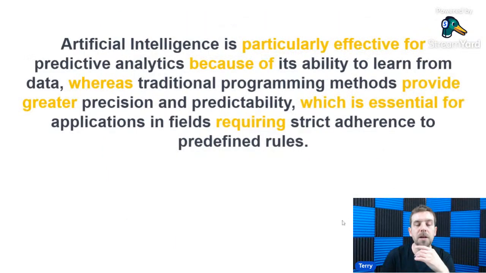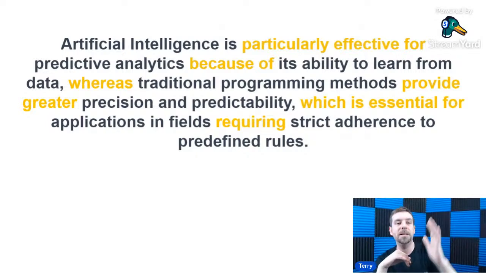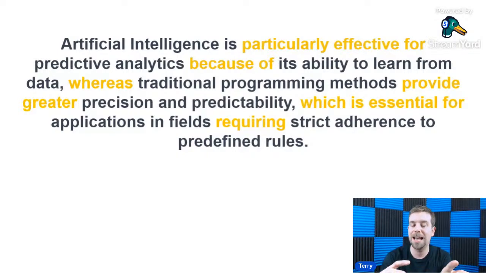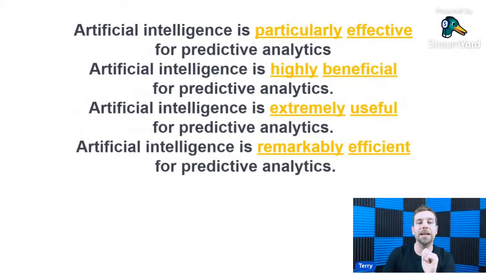okay? So next example, artificial intelligence is particularly effective for predictive analytics because of its ability to learn from data, whereas traditional programming methods provide greater precision and predictability, which is essential for applications in fields requiring strict adherence to predefined rules, okay? So again, we look here: particularly effective, highly beneficial, extremely useful, remarkably efficient. Okay, so you have different variations of the adjectives. You don't need to use the same one again and again.